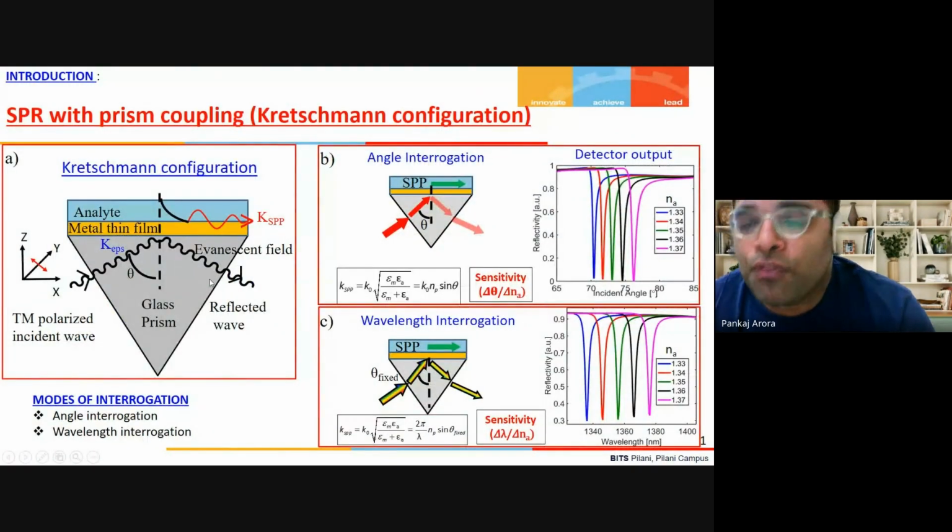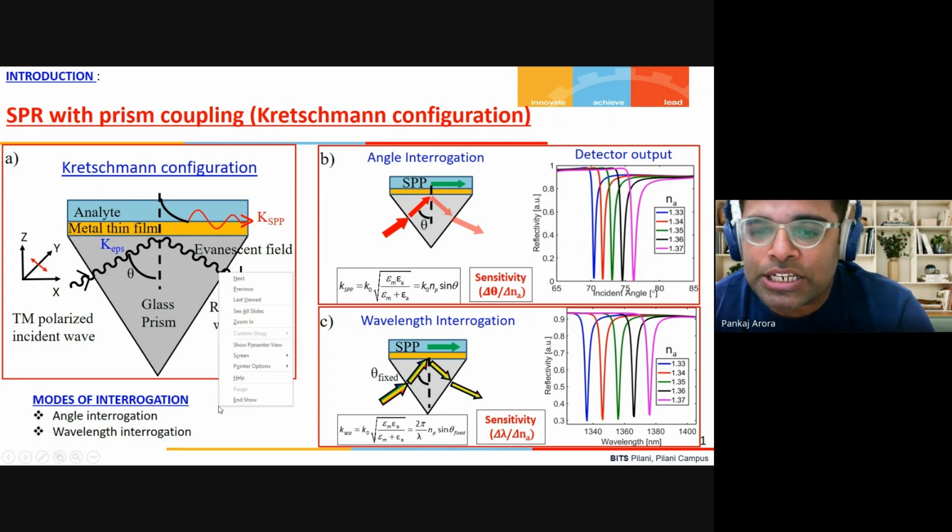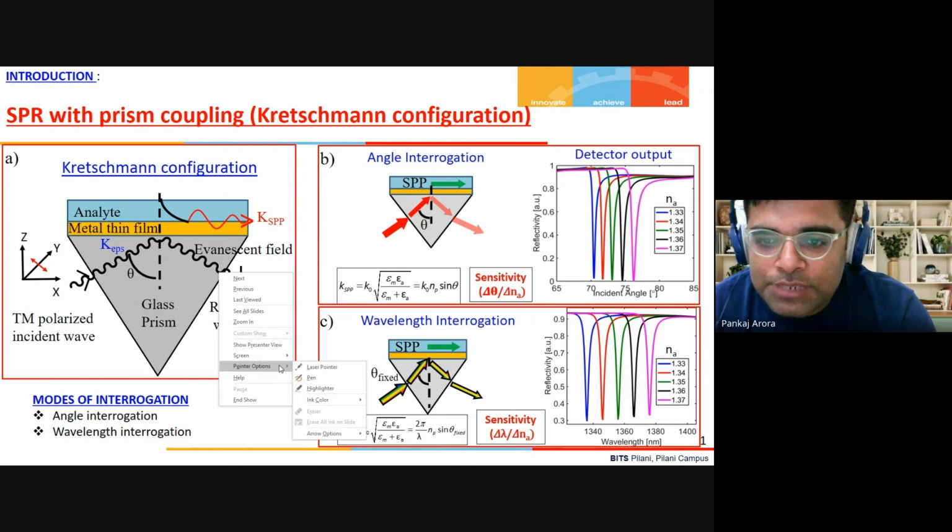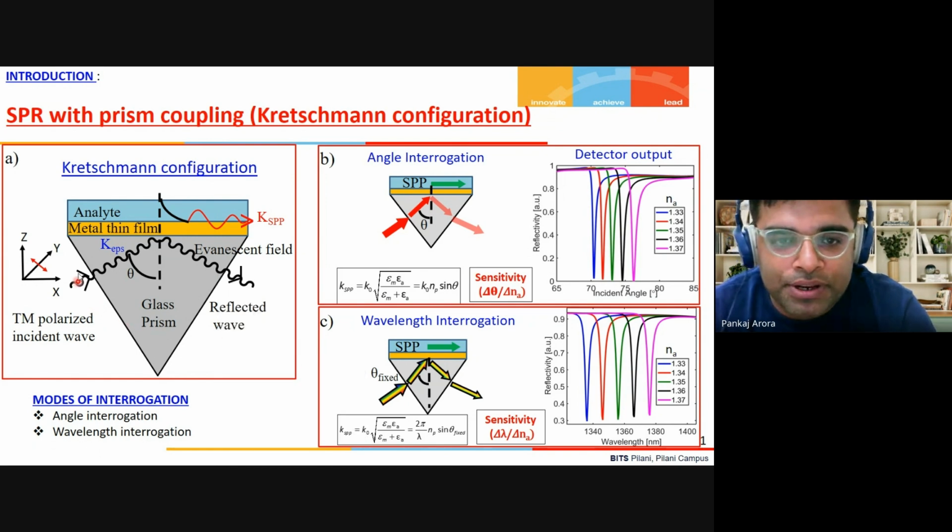Before going to how we are utilizing the 2D nanomaterials for sensing purposes, we are going to show first how to excite the surface plasmon. If we go into the literature, the first configuration we came across is the Kretschmann configuration. In the Kretschmann configuration, we generally use a glass prism coated with a thin metal layer, and the conventional metals used are gold and silver, and upon that we put an analyte.